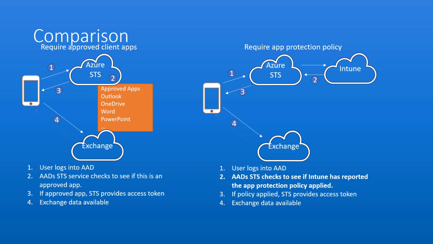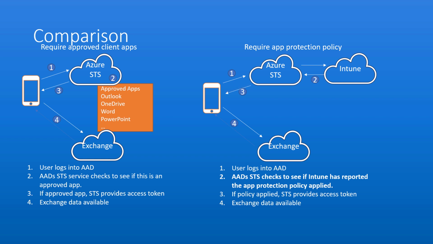In the first scenario, a user logs in to Azure AD. The Azure AD STS service checks to see if the app is on the approved app list within Azure AD. If it's an approved app, then the STS provides an access token and the data will be available for the app to be used. So if it's Outlook, it will download the email, etc.